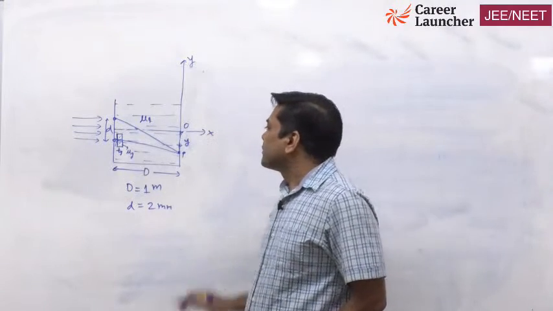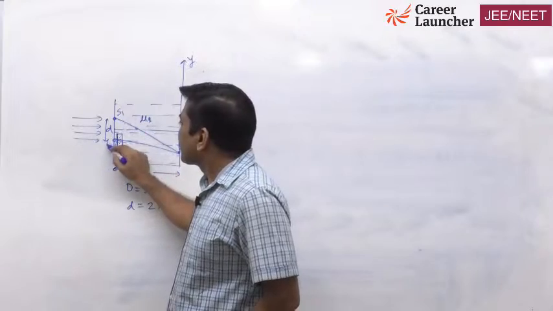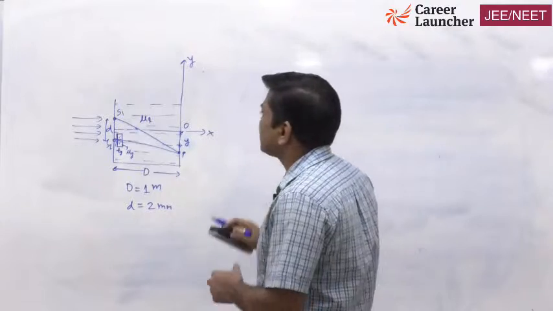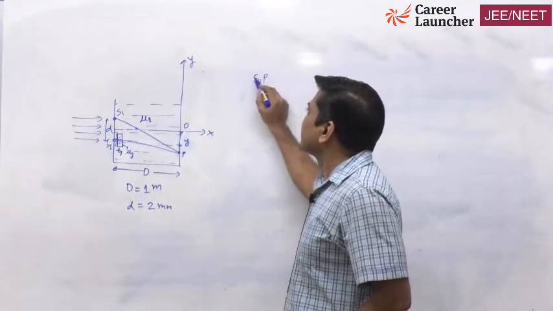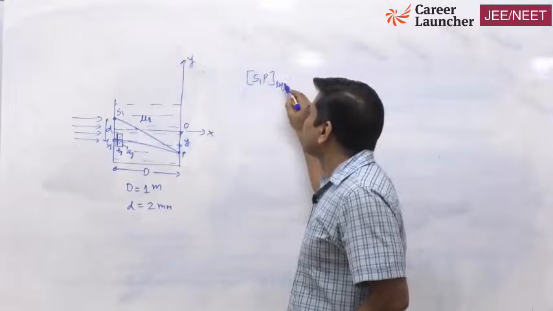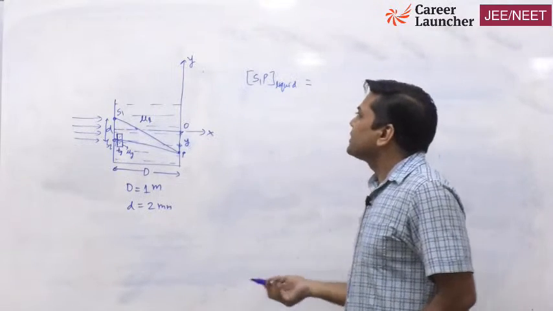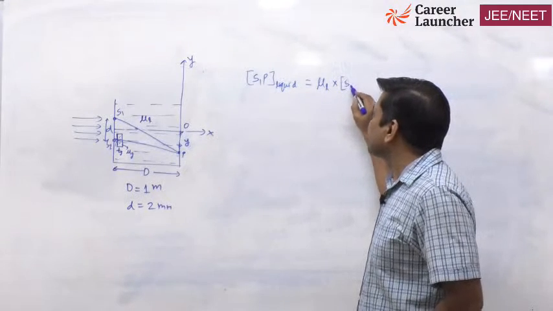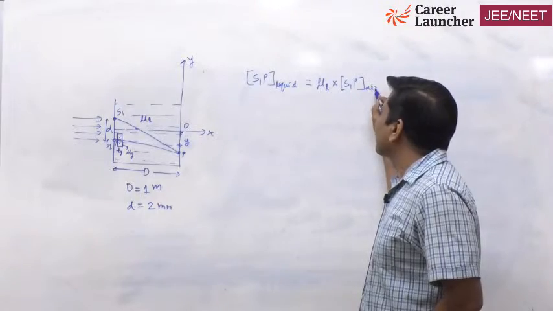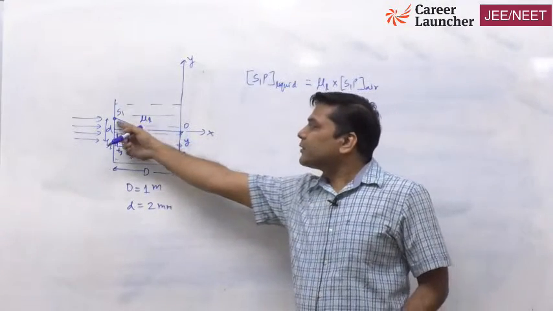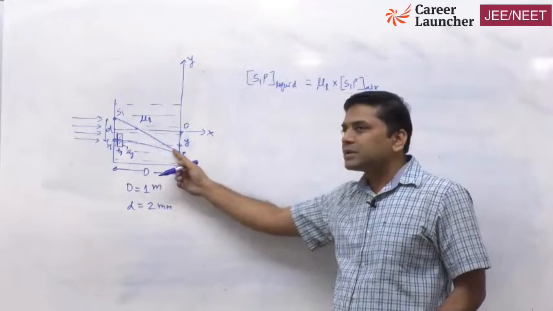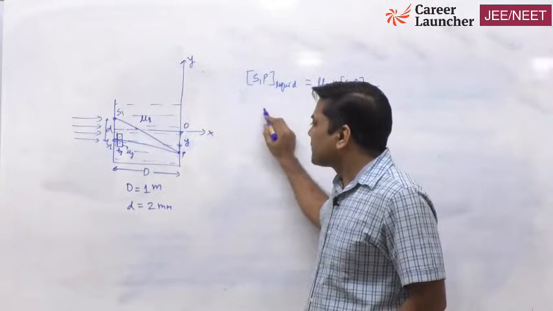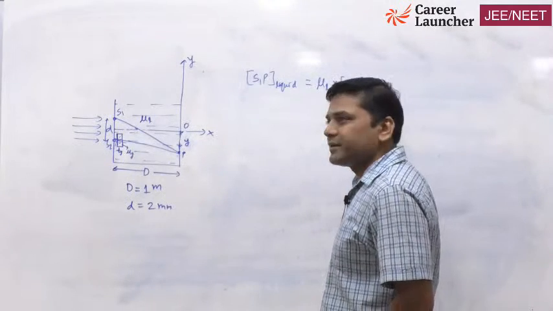Here I wanted to calculate delta X, the path difference. You can check that S1P is in fluid, or liquid, anything you can write. So that is equivalent to mu liquid into S1P in air. You don't need to write all these things, I am just telling you like this. So we will write the path difference in liquid: S1P as mu L into S1P in air.